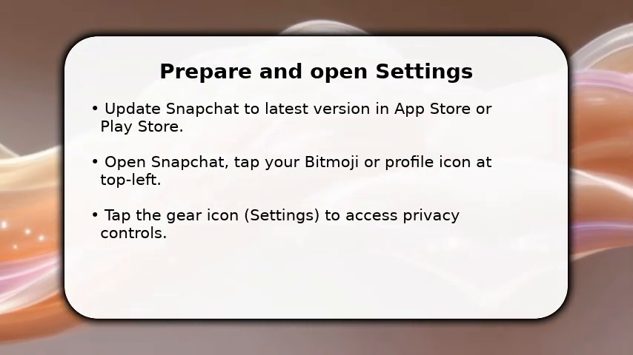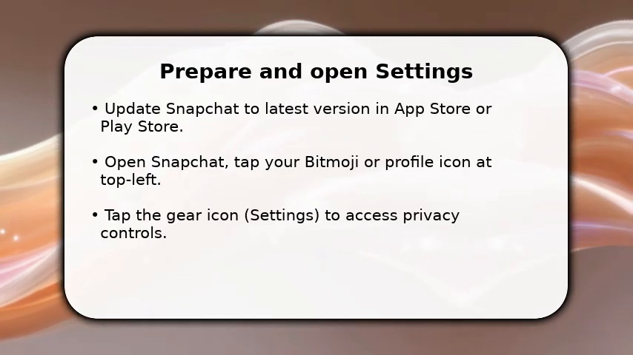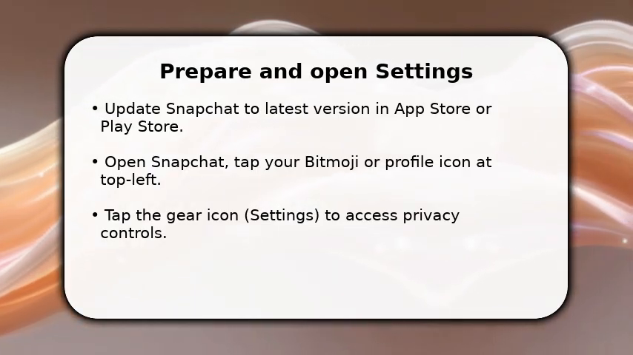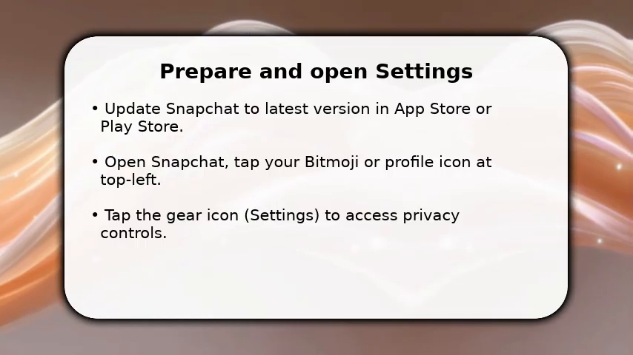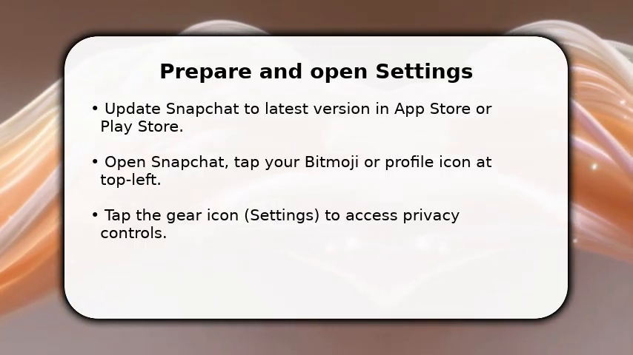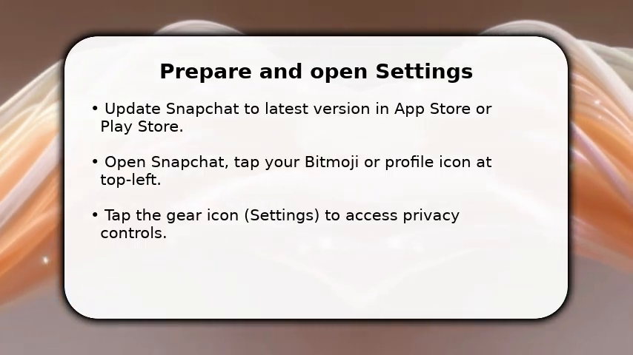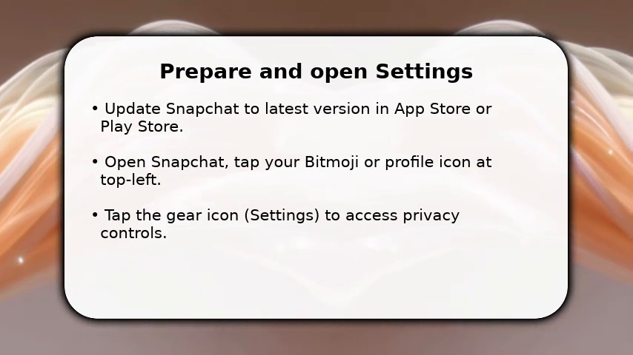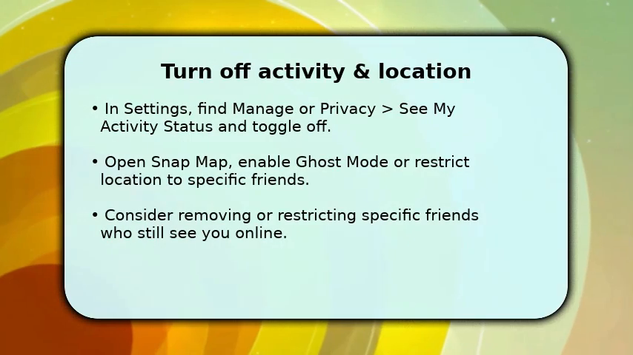This gets you straight to the toggles that control how and when Snapchat shows you as online, so you can change only what's necessary without disrupting other features. Next, go to Manage or Privacy Settings and switch off See My Activity Status. That stops your active indicator.